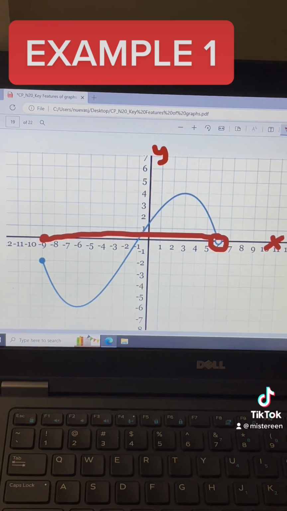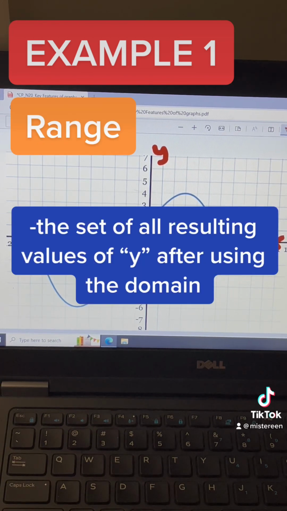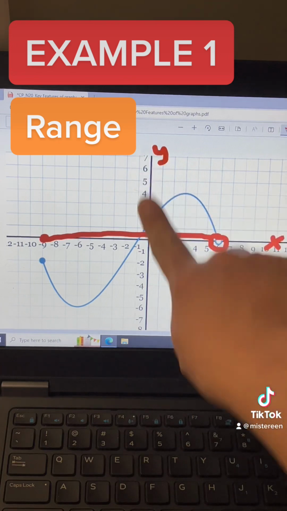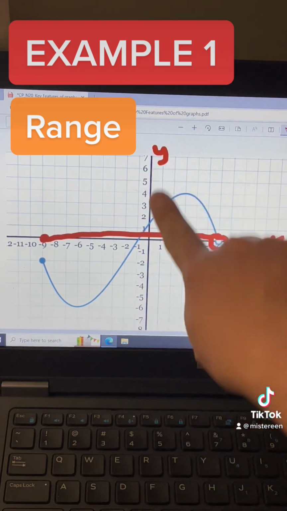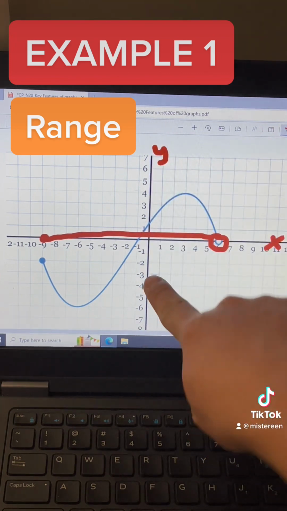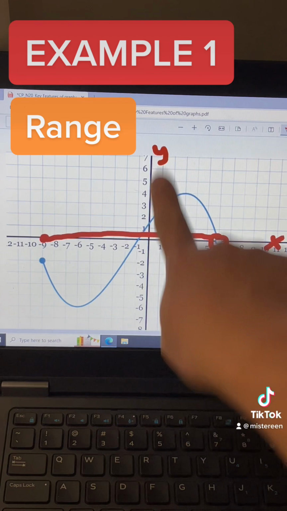The next feature is the so-called range. Range is defined as the set of all resulting values of y. So that means we're looking at the y-axis. To find the range, you need to know how far your graph can go from the bottom up to the top, from low to high.